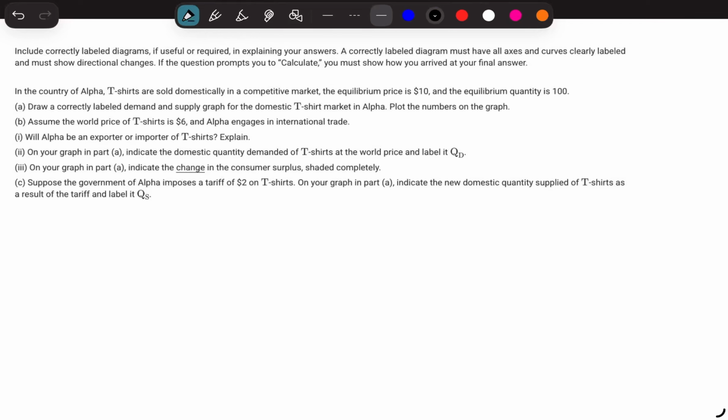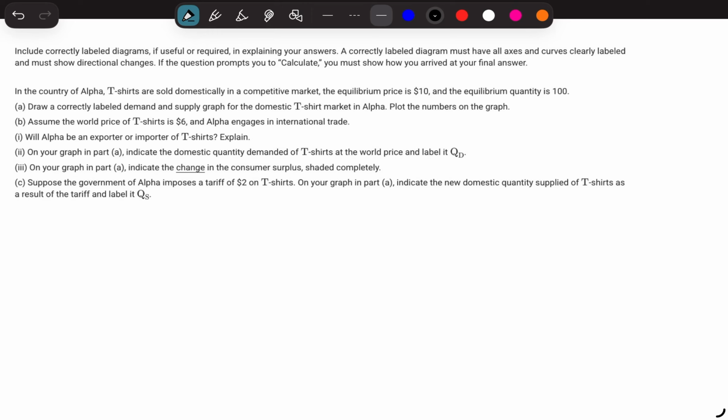In this video, we are going to be doing an AP Micro FRQ. So let's read this FRQ. In country Alpha, t-shirts are sold domestically in a competitive market. The equilibrium price is $10 and the equilibrium quantity is 100. Draw a correctly labeled demand and supply graph for the domestic t-shirt market in Alpha. Plot the numbers on the graph.